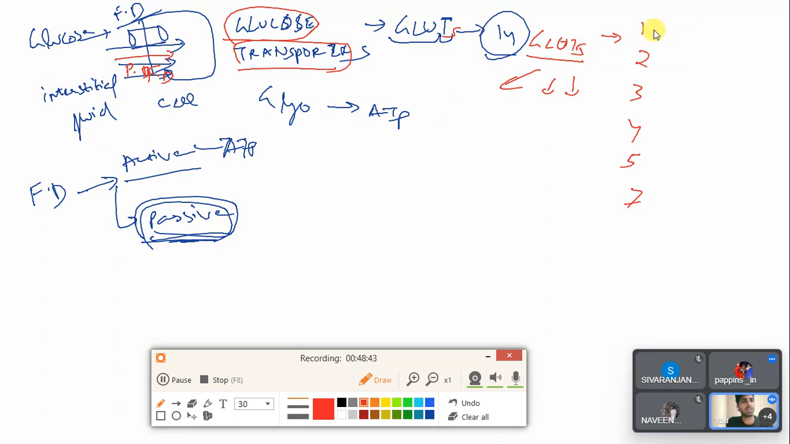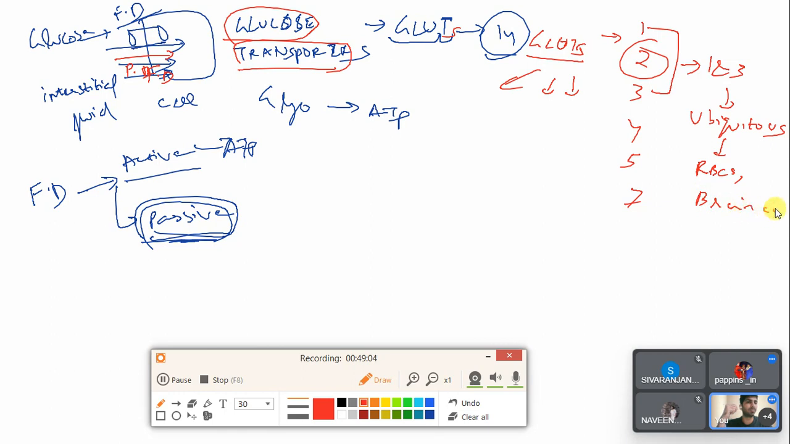So let's start with 1 and 3. Not 2, 1 and 3. These are mostly ubiquitous, present in every cell in our body. Mostly they are in the RBCs, the erythrocytes, and then the brain cells. It is ubiquitous, but these two cell types have a higher expression of these GLUTs.